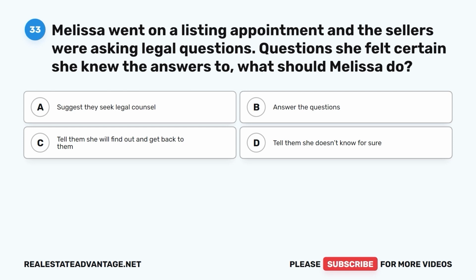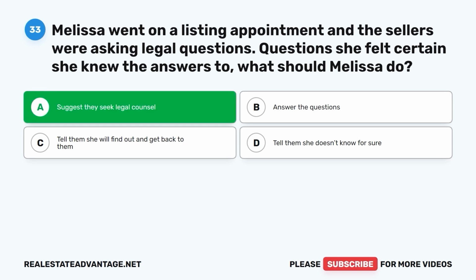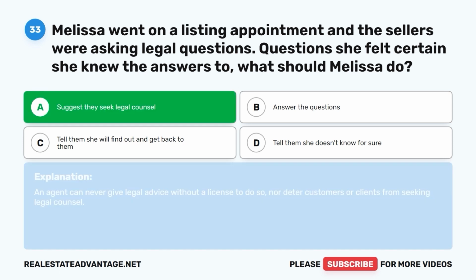Melissa went on a listing appointment and the sellers were asking legal questions. Questions she felt certain she knew the answers to. What should Melissa do? A. Suggest they seek legal counsel. B. Answer the questions. C. Tell them she will find out and get back to them. D. Tell them she doesn't know for sure. The correct answer is A. Suggest they seek legal counsel.